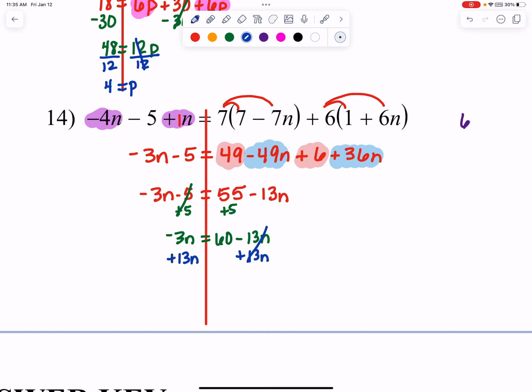That goes away now, and we're left with 60 equals, different signs subtract, 13, 12, 11, 10, so we have 10n. Oh, looking good. Divide both sides by 10, and we have n equals 6, which is our answer.